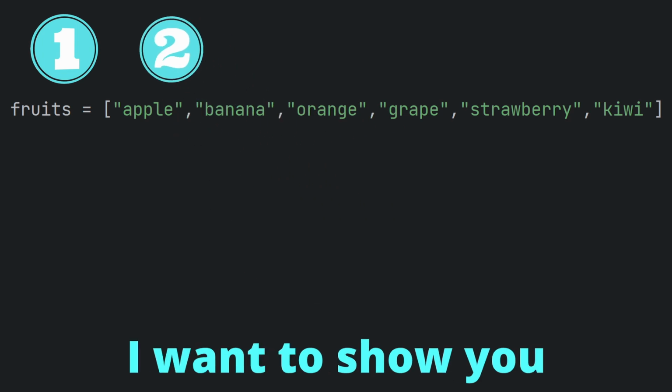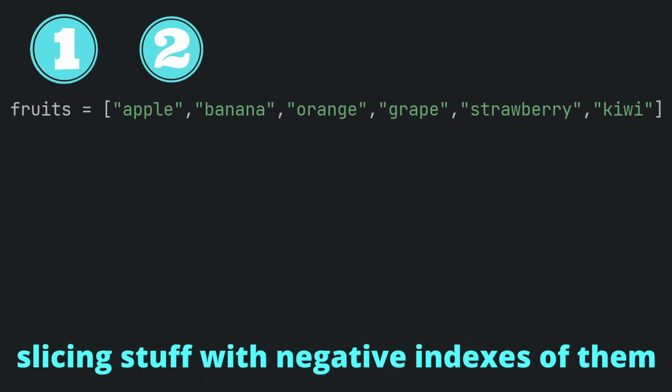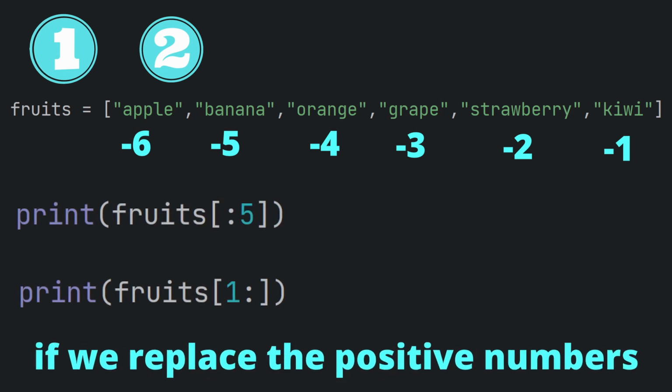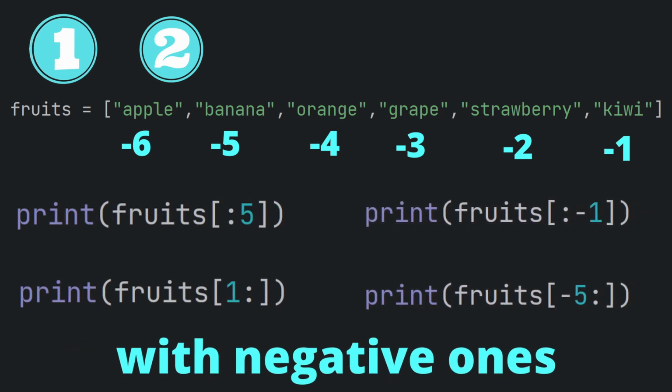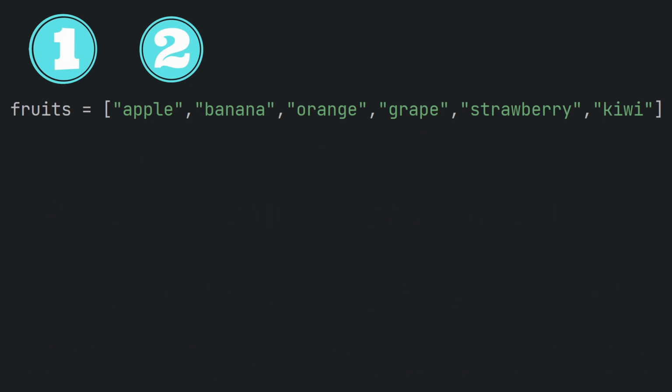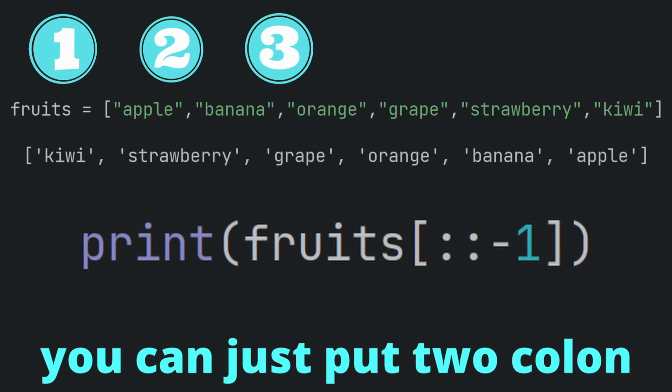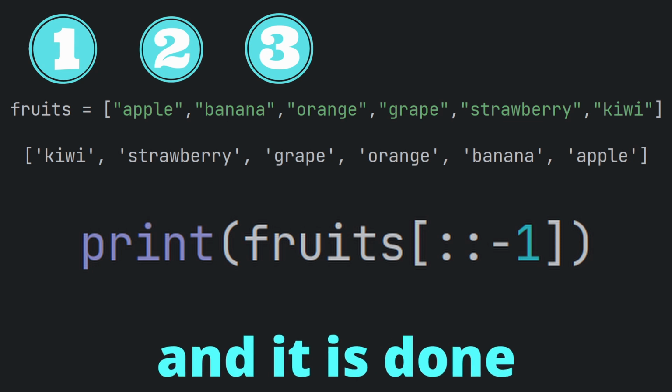In the second way, I want to show you that you can do all of the slicing stuff with negative indexes. To make the same lists as the previous one, if we replace the positive numbers with negative ones, we will get the same results. In the third way, if you want to print the list in reverse like that, you can just put 2 colons and write -1 like that, and it is done.